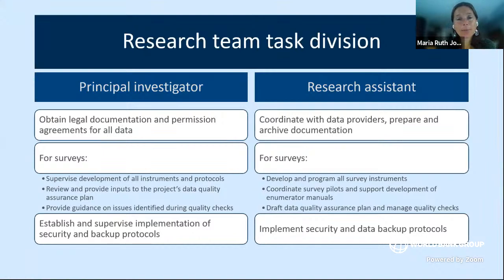So as with all the chapters, we talk a little bit about how these tasks can be divided across a research team and what's primarily in the domain of the principal investigator and what's primarily in the domain of the research assistant. So the principal investigator, we think of having important roles in terms of obtaining legal documentation and permission agreements for all of the data. So that's that first section. In the second section on surveys, they're typically going to be responsible for supervising development of all instruments and protocols, reviewing and providing inputs to the data quality assurance plan, and providing guidance on any issues that do come up during data quality checks.